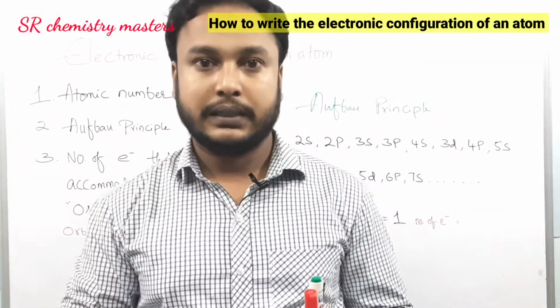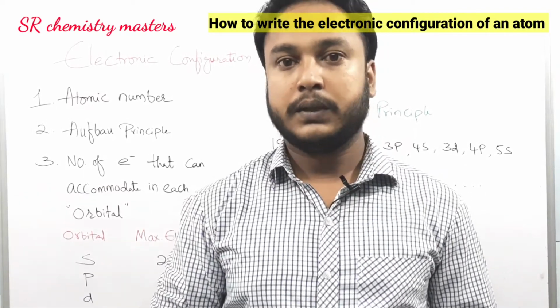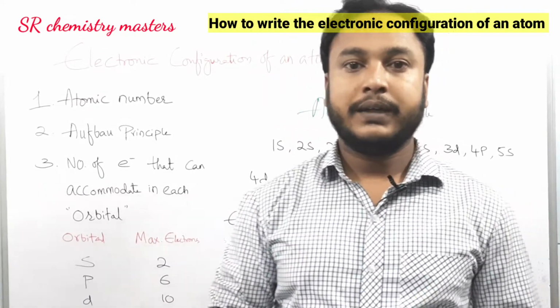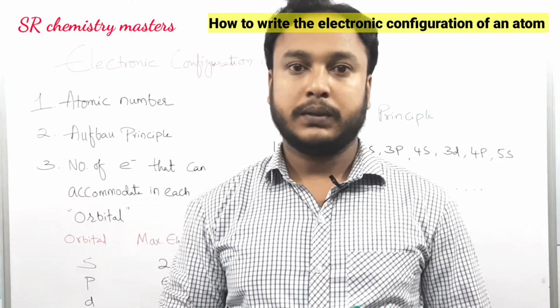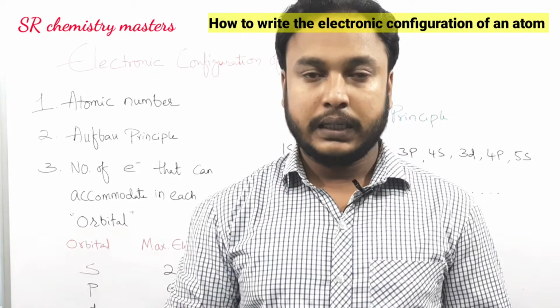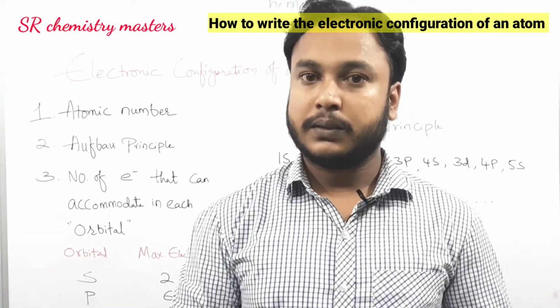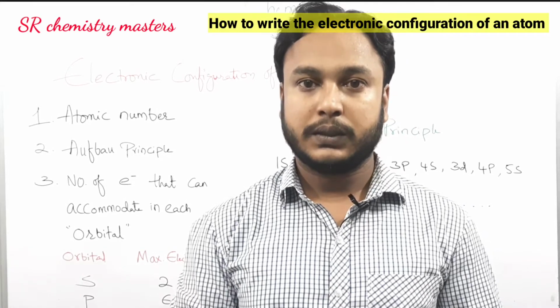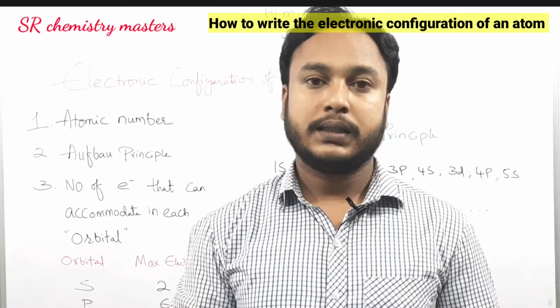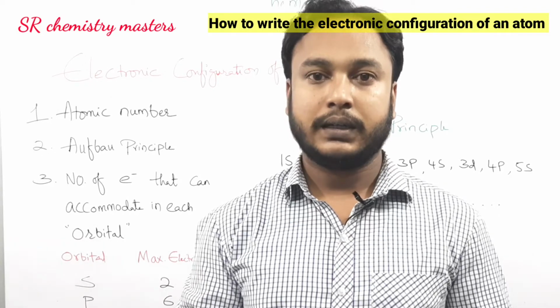In the last video we discussed the atomic number, that every atom has a specific atomic number. Like hydrogen has atomic number 1, helium has atomic number 2, carbon has atomic number 6, nitrogen has atomic number 7, oxygen 8. Likewise, these are some of the elements with their atomic numbers.